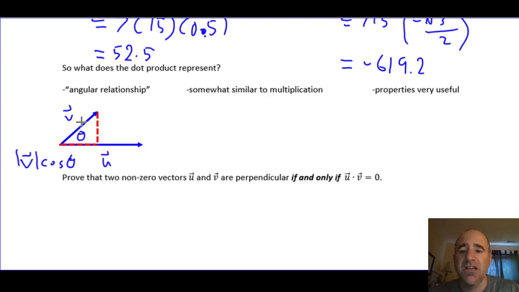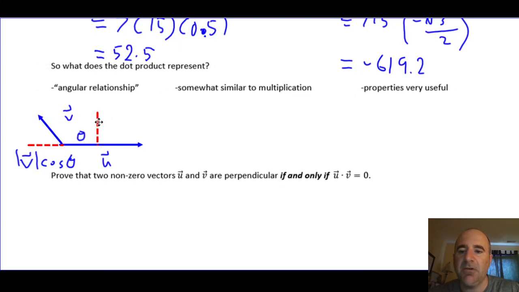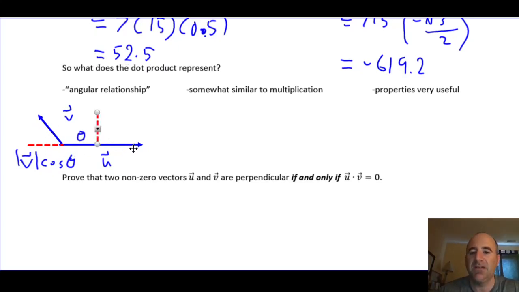And then, of course, if I keep moving this angle so it's greater than 90 degrees, now this shifts over here, and now I get a negative answer, which kind of makes sense because there's no portion of v that's operating in the same direction as u. It's going in the opposite direction instead. So sure enough, I get a negative number. So that's kind of one way you can think about it. I don't know if that made any sense or not.